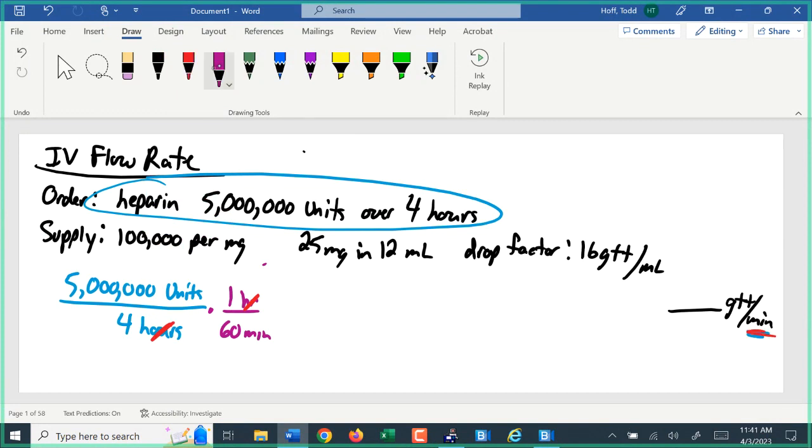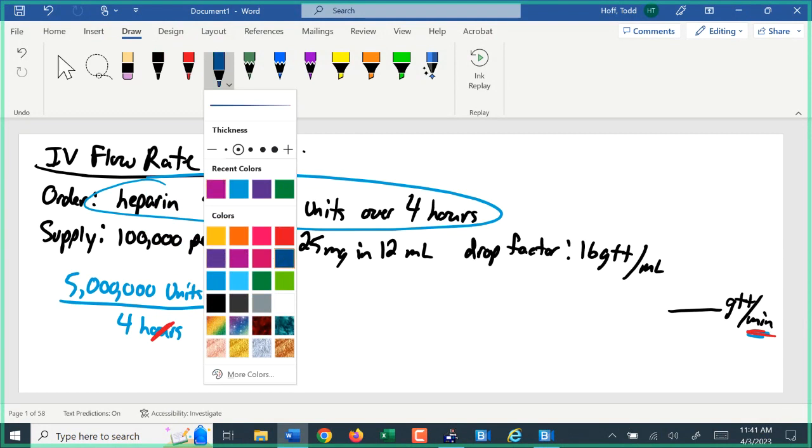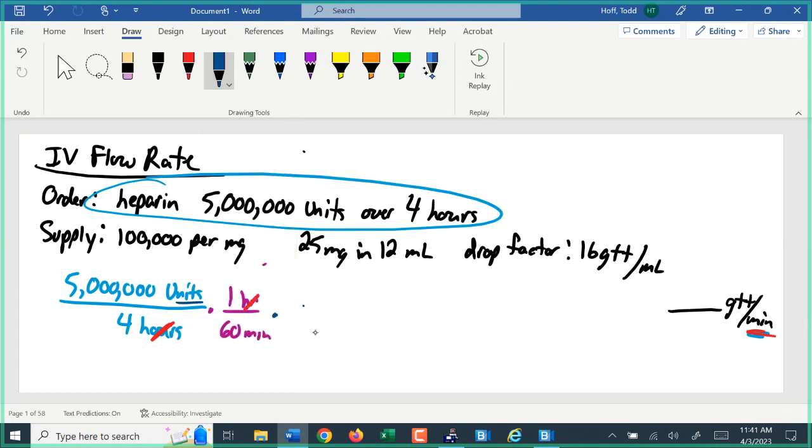So now we have to get rid of units in the top of our fraction. So we'll put units on bottom here. And we have 100,000 units per milligram. So this would be just 1 milligram on top. And so the units are canceled out. We're now in milligrams per minute. Well, we still want to get away from that yet.